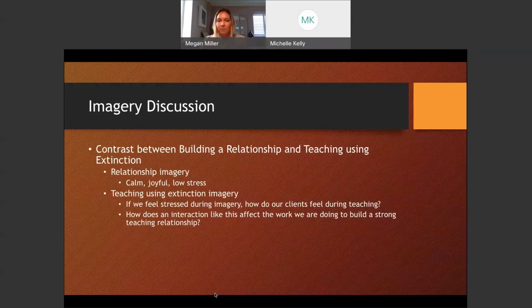Usually with the relationship imagery, everyone is feeling calm, joyful, there's low stress. But then when we go into teaching using extinction, if we feel stressed just during this imagery exercise, just picturing it, how do our clients feel during teaching if we're using escape extinction? And how does an interaction like this affect the work we are doing to build a strong teaching relationship with our learners? If we're building up and having all of this fun, and then all of a sudden we come in as this aversive thing when we go into presenting escape extinction, if a client resists an instruction.